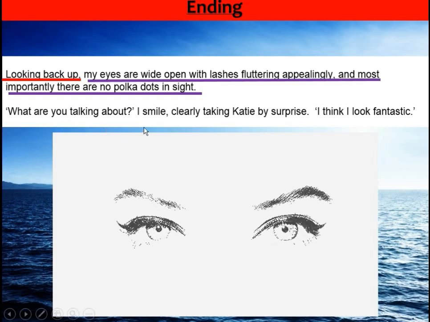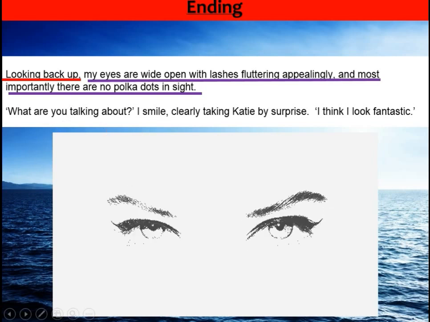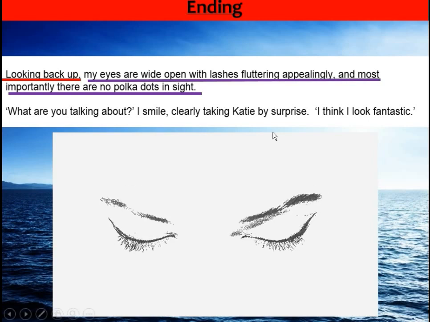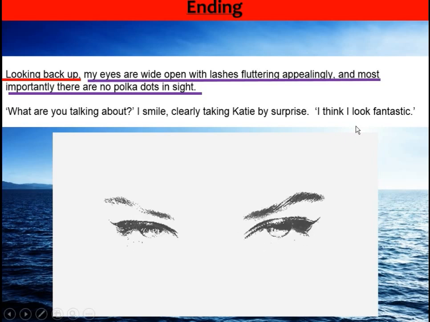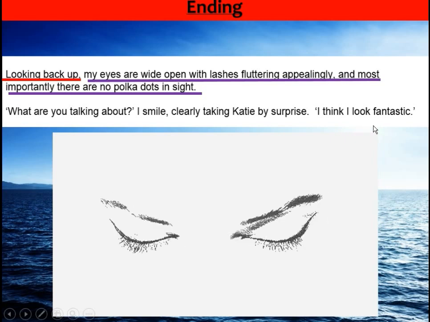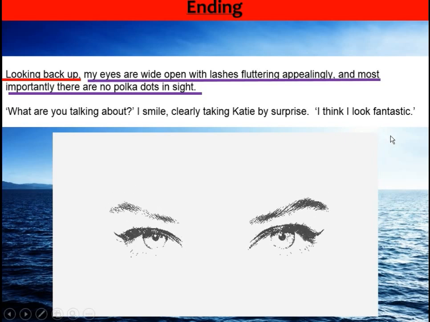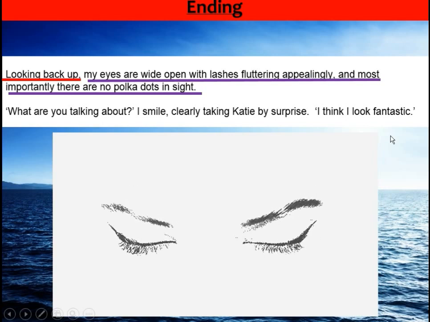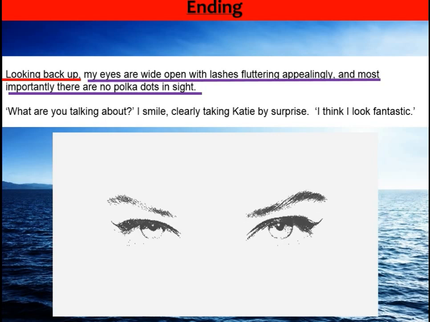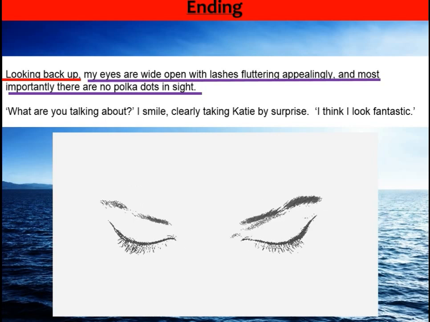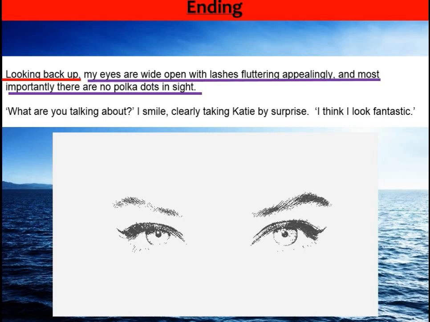"I smile", so the audience knows that this is going to end in a happy way, "clearly taking Katie by surprise." We're wondering what she's going to say, and she just ends with a very short sentence, "I think I look fantastic." So it's a short sentence used for effect, used to make it stand out, and it almost leaves the reader with a happy feeling that this girl is happy and almost that she's been victorious at the end of this party and nothing else can touch her.